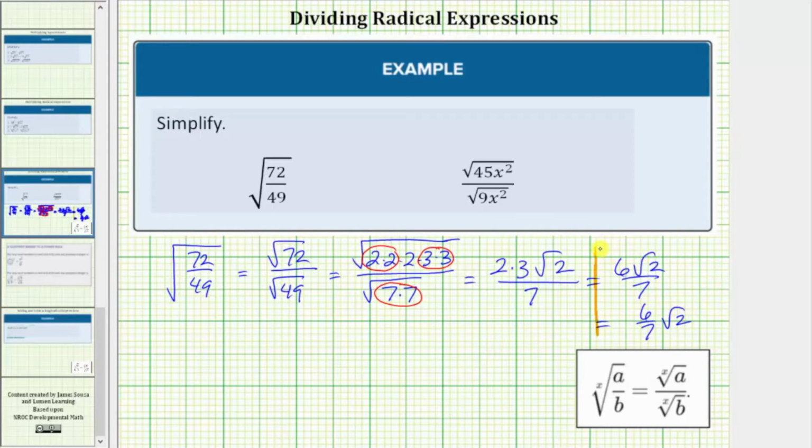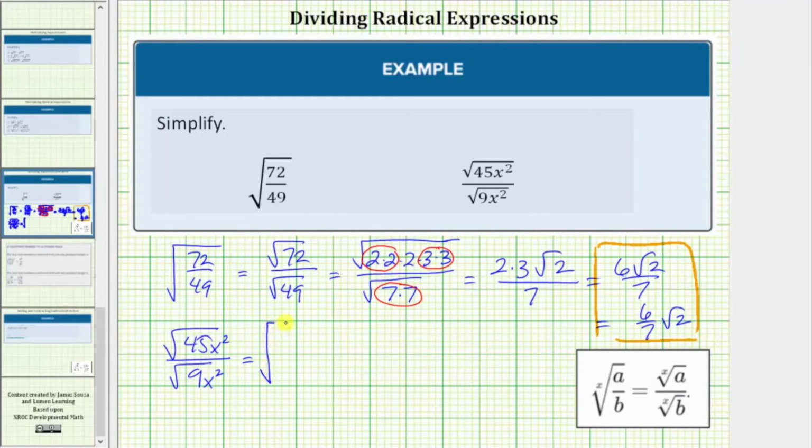Either form is correct. Looking at the second example, we have the square root of 45x squared divided by the square root of 9x squared. So we could take the same approach and simplify the top and bottom separately, but we can save some time if we recognize that the fraction 45x squared divided by 9x squared simplifies nicely. So what we'll do this time is use this property in the reverse order. Let's write this as the square root of a fraction.